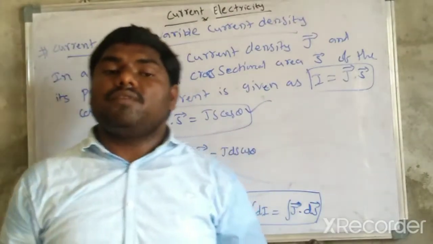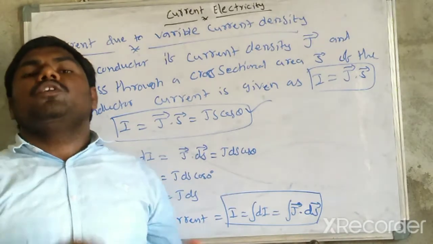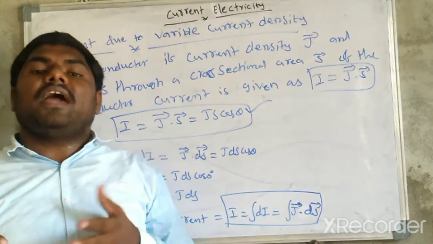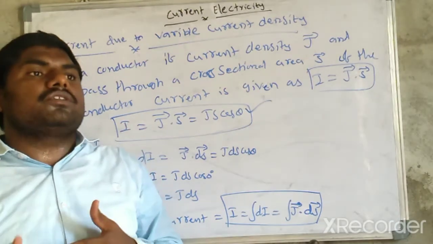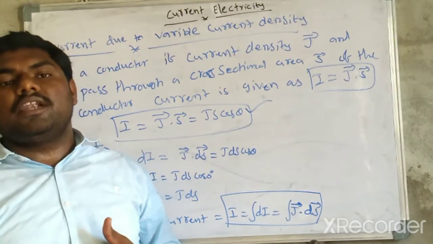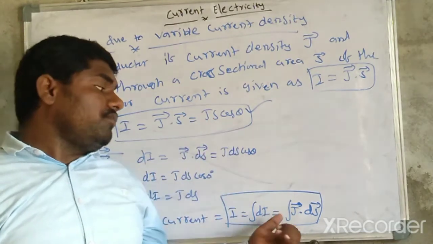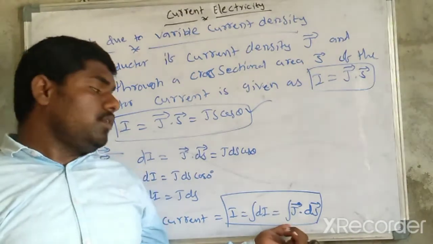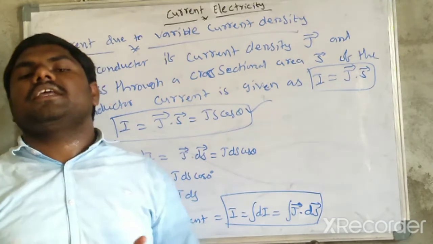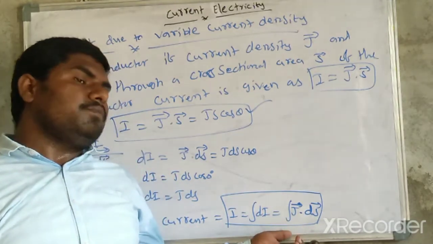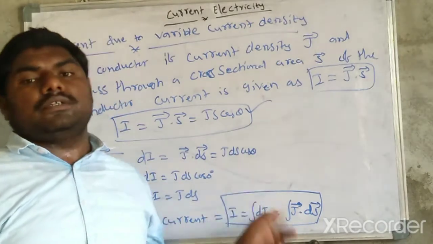So my dear students, while doing numerical problems, these two formulas are very important. Read the data clearly and identify whether they are asking about variable current density or continuous current density. If the conductor is variable, meaning the cross sectional area changes with respect to time, then you may use this formula. Please remember these two points.